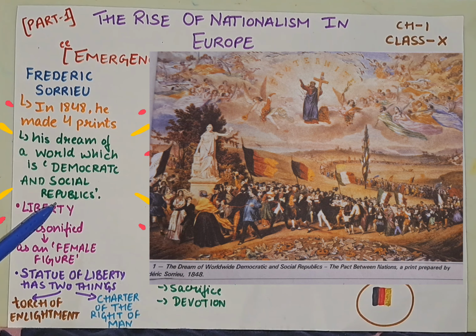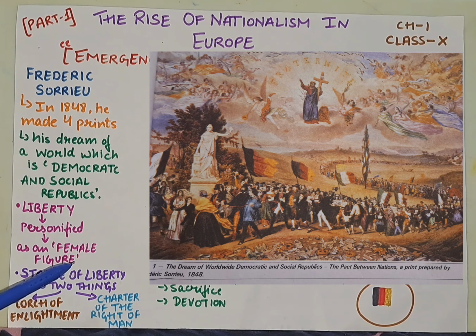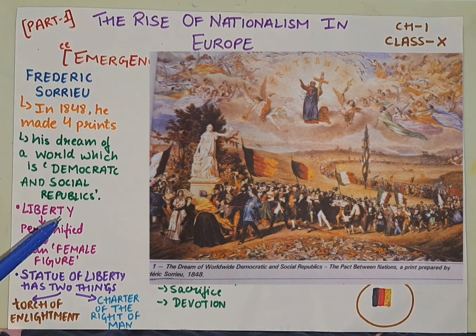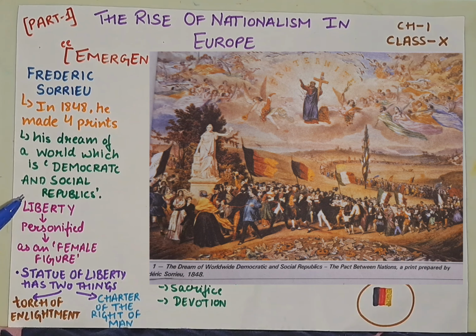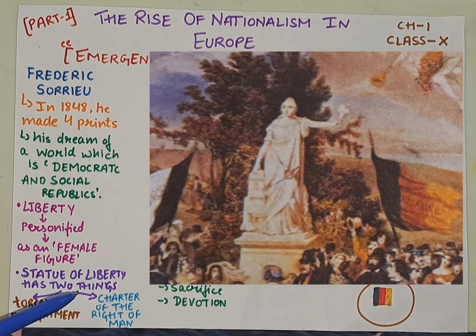And in the figure, he personifies liberty as a female figure, as during the French Revolution as well. All the artists personified liberty with a female figure, and in the first print made by Frederic Sorrieu, he makes a female figure of the Statue of Liberty, and the Statue of Liberty has two things: number one, the Torch of Enlightenment, and number two, the Charter of the Rights of Man.